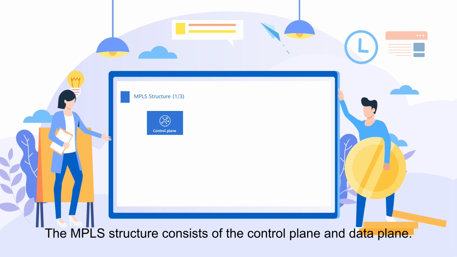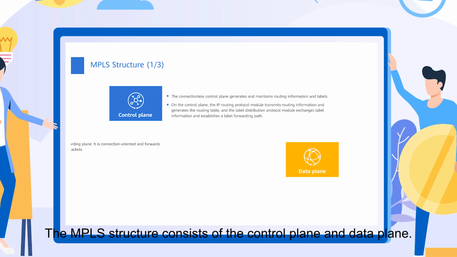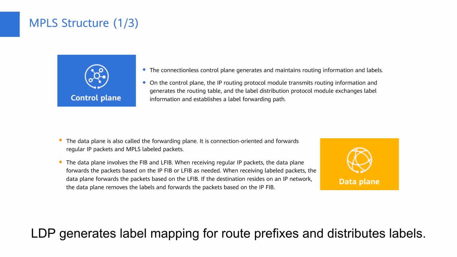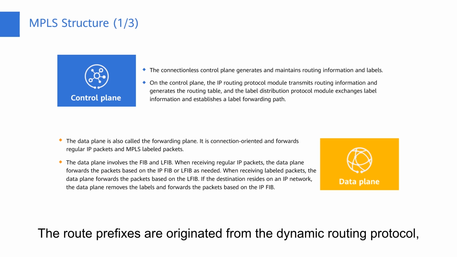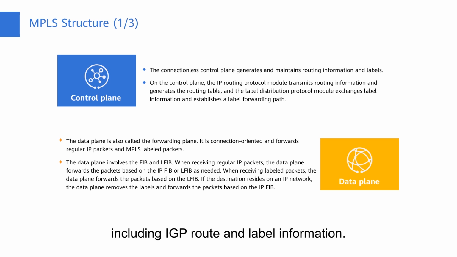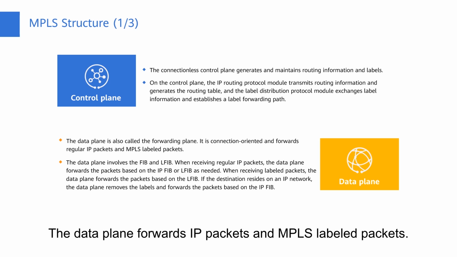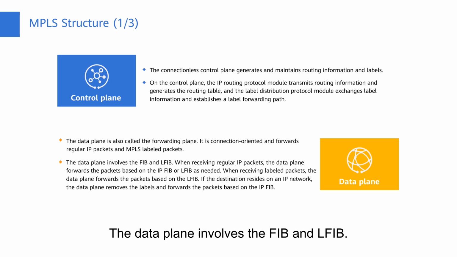The MPLS structure consists of the control plane and data plane. The control plane generates and maintains routing information and label information. On the control plane, LDP generates label mapping for route prefixes and distributes labels. The route prefixes originate from the dynamic routing protocol, including IGP route and label information. On the control plane, two protocols are involved, that is, LDP and IGP. The data plane forwards IP packets and MPLS labeled packets. The data plane involves the FIB and LFIB.